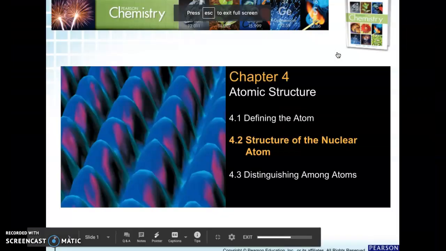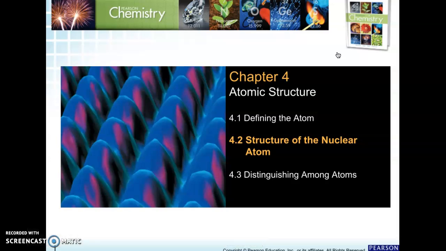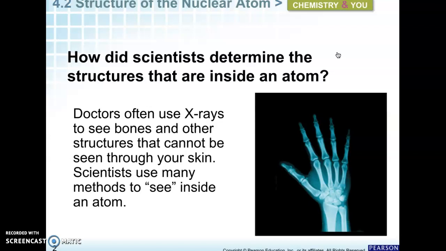Hello chemistry students, these are the notes for section 4.2 on the structure of the nuclear atom. With this, remember that you just need to record the information that's in blue.